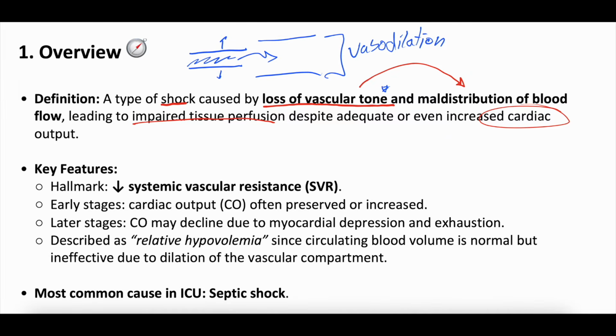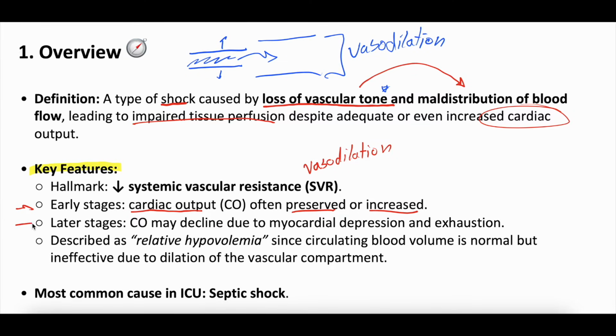And the key features of distributive shock, the hallmark features, are decreased systemic vascular resistance, right? That's vasodilation or that loss of vascular tone, okay? So you get decreased SVR. And in the early stages, as we talked about, your cardiac output usually is preserved or even increased, right? Your contractility, you're often hyperdynamic, that heart's squeezing away.